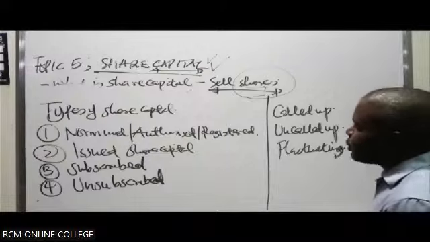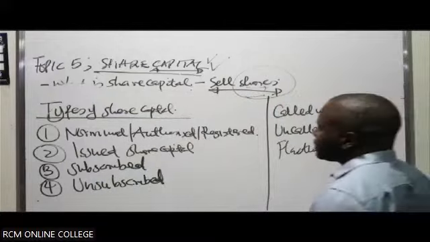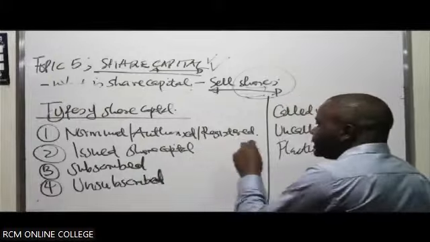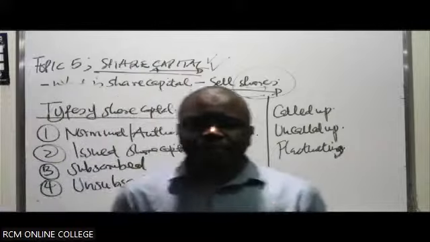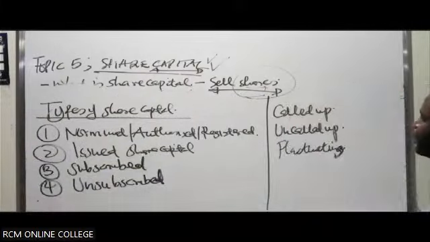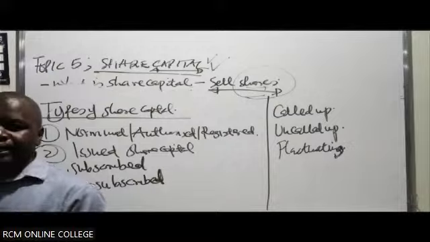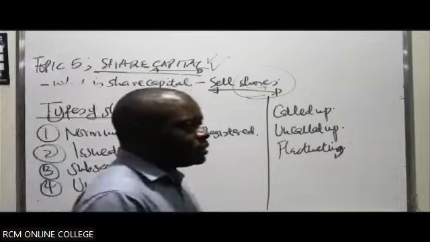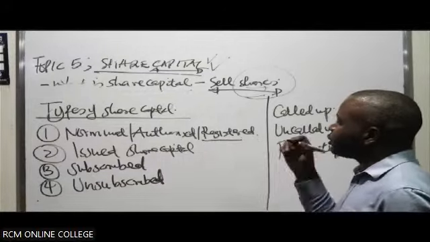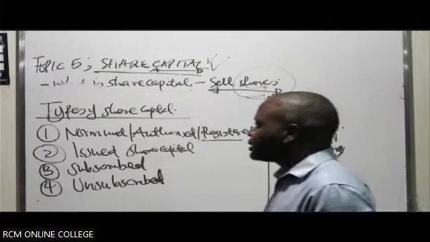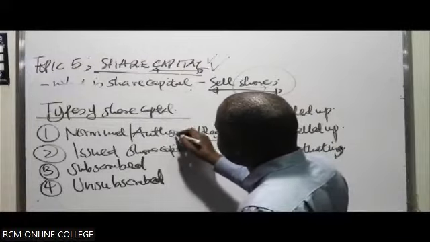So the type of share capital will likely be described by the name. For example, when we talk about nominal, authorized, or registered, it is the share capital with which the company will be registered at the registrar's office. When registering the company, you will be called upon to state which capital you want, maybe 100K, 1 million, or 5 million. That is what we refer to as the authorized or registered capital. Sometimes we call it authorized, as it is what you've been authorized by the registrar.